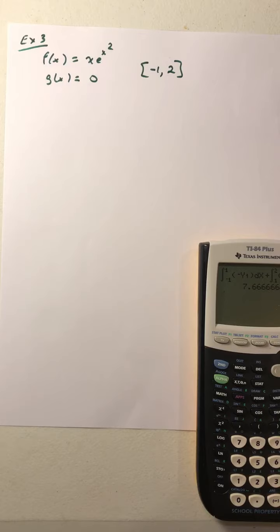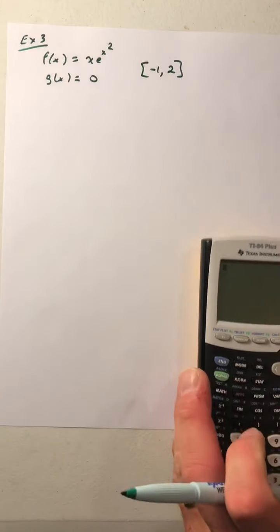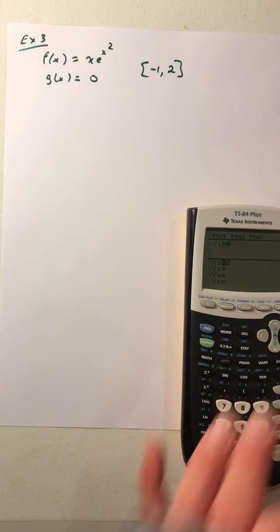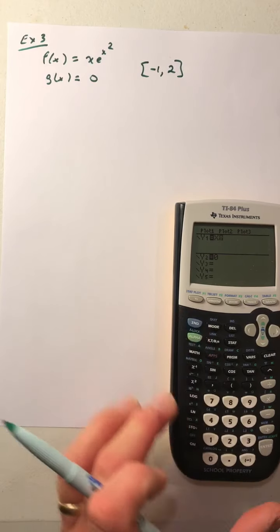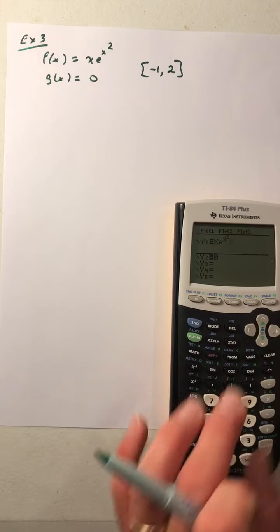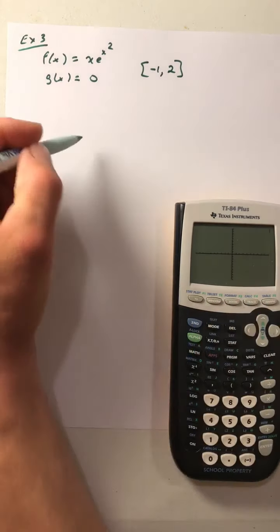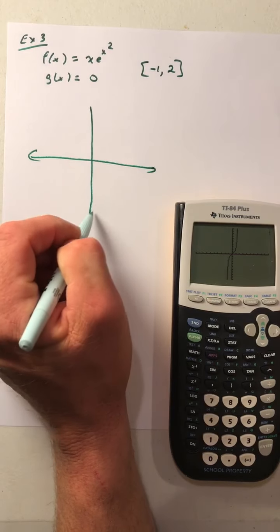F of x equals x e to the x squared. G of x is going to be 0, and we're going from -1 to 2. And I'm going to go ahead and go to my y equals. I'm going to go ahead and clear my y. I'm going to type in x, and then my e to the x squared. I'm going to graph that. I'll sketch a graph for us.